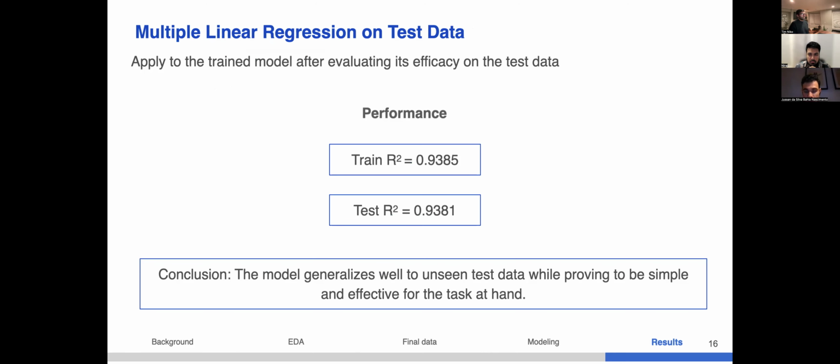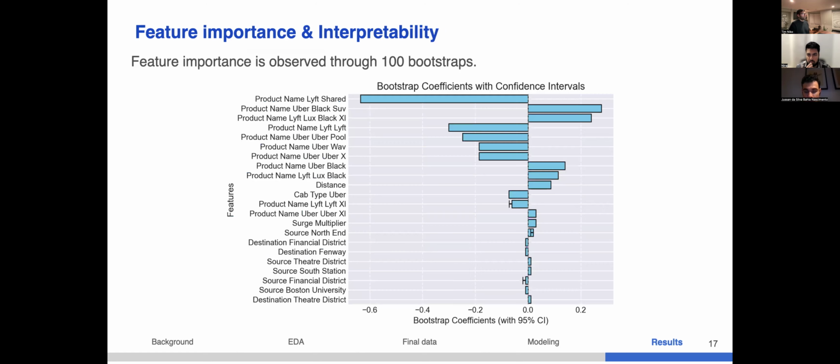Finally, given that the trained model passed these checks, we ran the regression on the test data. And we see here the train R-squared and the test R-squared are very similar to each other. So from this, we can conclude that the model does generalize well on unseen test data, and it proves to be simple and effective for the task at hand.